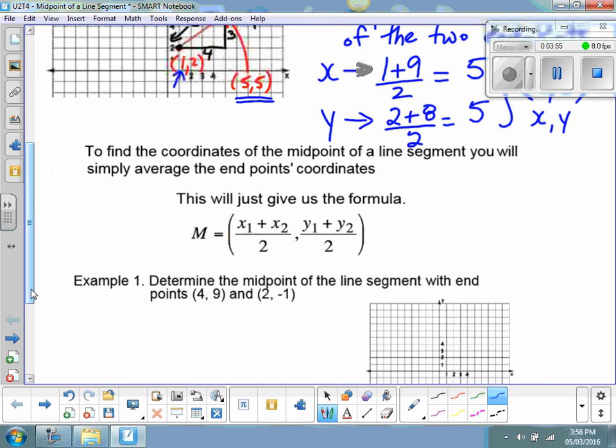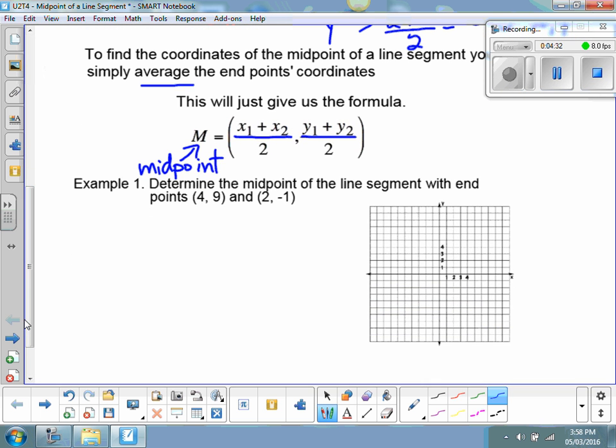Okay? So the formula that we end up with, to find the coordinates of the midpoint of a line segment, you will simply average the endpoints' coordinates. So what you end up doing is x1 plus x2 divided by 2. That will give you the first number in the midpoint. And y1 plus y2 divided by 2 will give you the y value in the midpoint. And we just use a capital M to represent the midpoint that we're working with. Okay, so we want to write that as a capital M so we don't mix it up with the small m that we use for slope.